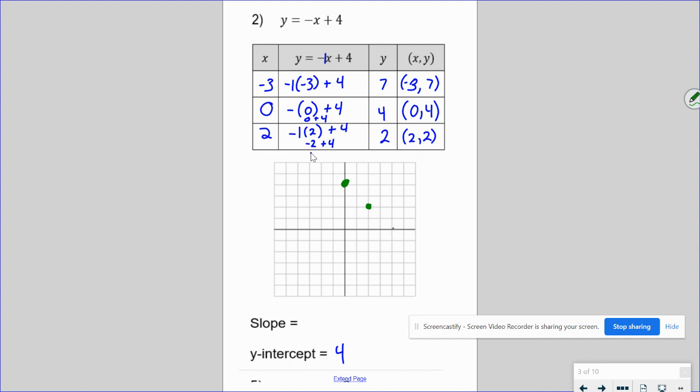I'm estimating where my line's going to go so I know where to draw. All right, take a ruler and draw your line.